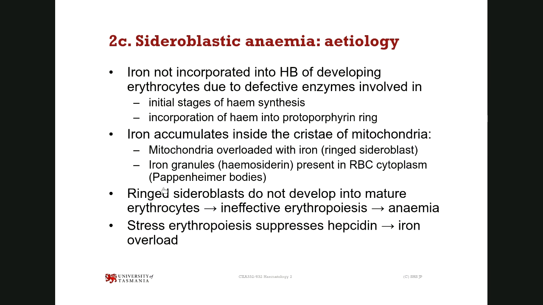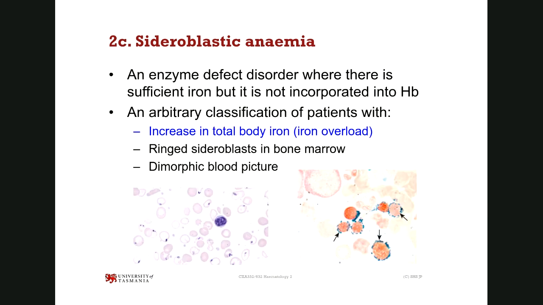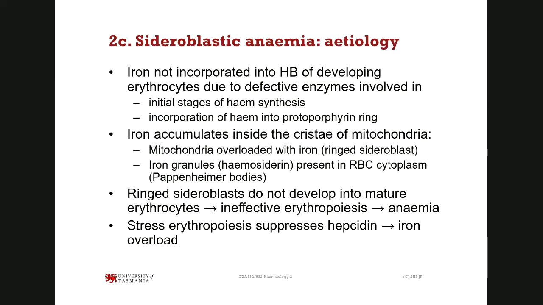So as you can see down the bottom here, ring sideroblasts do not develop into... So I do apologise. I presume these were the macrophages, but in fact they are the immature erythrocytes. So that involvement of the iron actually happens in the immature red cells. So I do apologise for that.